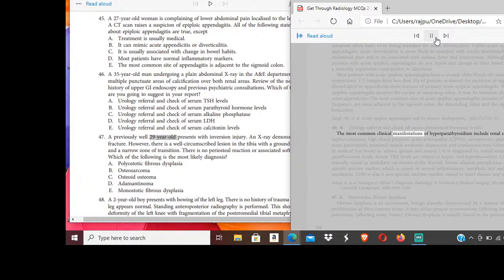The most common clinical manifestations of hyperparathyroidism include renal stones and nephrocalcinosis, high blood pressure, acute arthropathy, CPPD, osteoporosis, peptic ulcer, acute pancreatitis, proximal muscle weakness, depression and confusional state, often described in medical textbooks as stones, groans and moans. It is diagnosed by raised serum parathyroid hormone levels.